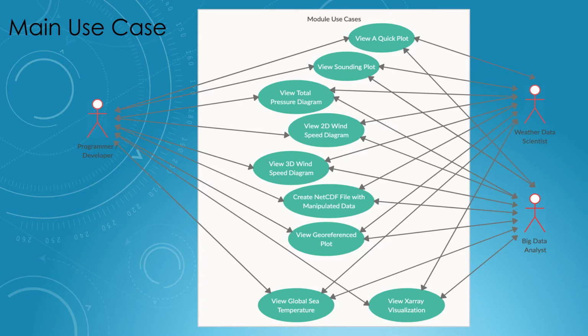Here's the main use case for my design. It has three main actors: programmer, weather data scientist, and big data analyst. The main difference between the programmer and the other two actors is that the programmer can add more modules and enhance those modules and this DSL, so the programmer has more access.